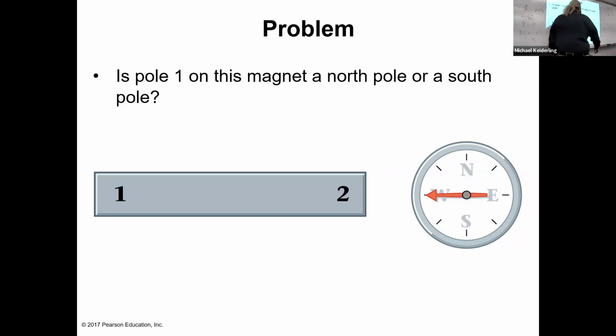Because the actual magnetic field lines form a loop. So they're going in and go out and around. And they're a little weird inside. The other way to think about it is that the arrow on the compass is the north pole of the compass magnet, so it is attracted to the south pole of the other magnet.